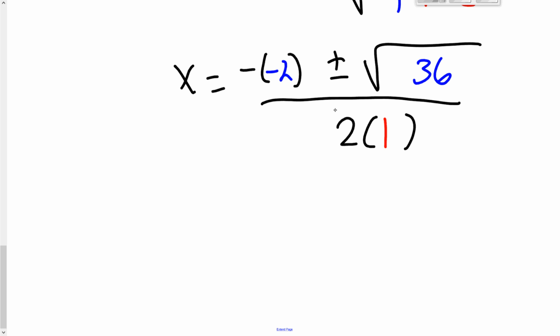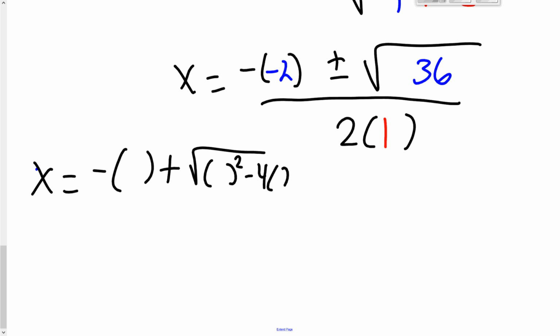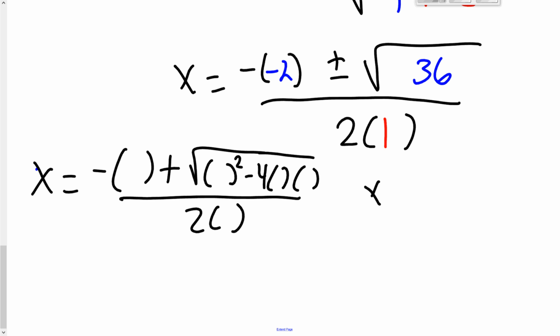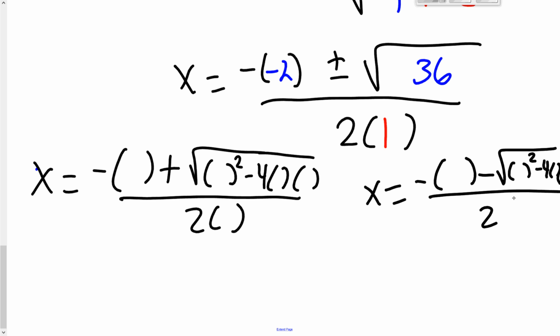The plus or minus is already there, so if you want to, you could literally write two equations instead of just one to begin with. It could be x equals negative b plus the square root of b squared minus 4ac all over 2a. And then a second equation, x equals negative b minus the square root of b squared minus 4ac, all over 2a. Sorry, I'm running out of room there. So there's literally two things going on here. Let's go ahead and complete it.